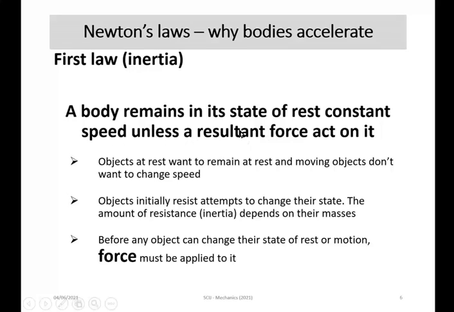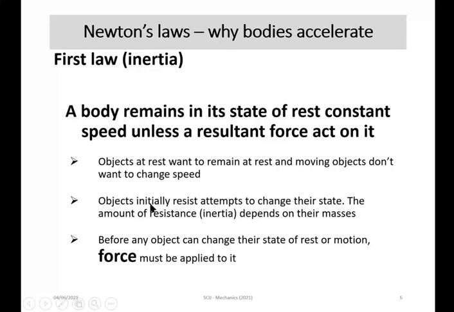Now, there are several implications to this law. What it means is that every object at rest will want to remain at rest. Every object, if it's at rest, prefers to be at rest. If you try to move it, it will initially resist. At the same time, it tells us that if a body is moving with a constant velocity, then it will want to continue moving at that constant velocity. If you try to stop it or move it further, it will try to resist. That's what the first law is telling us.